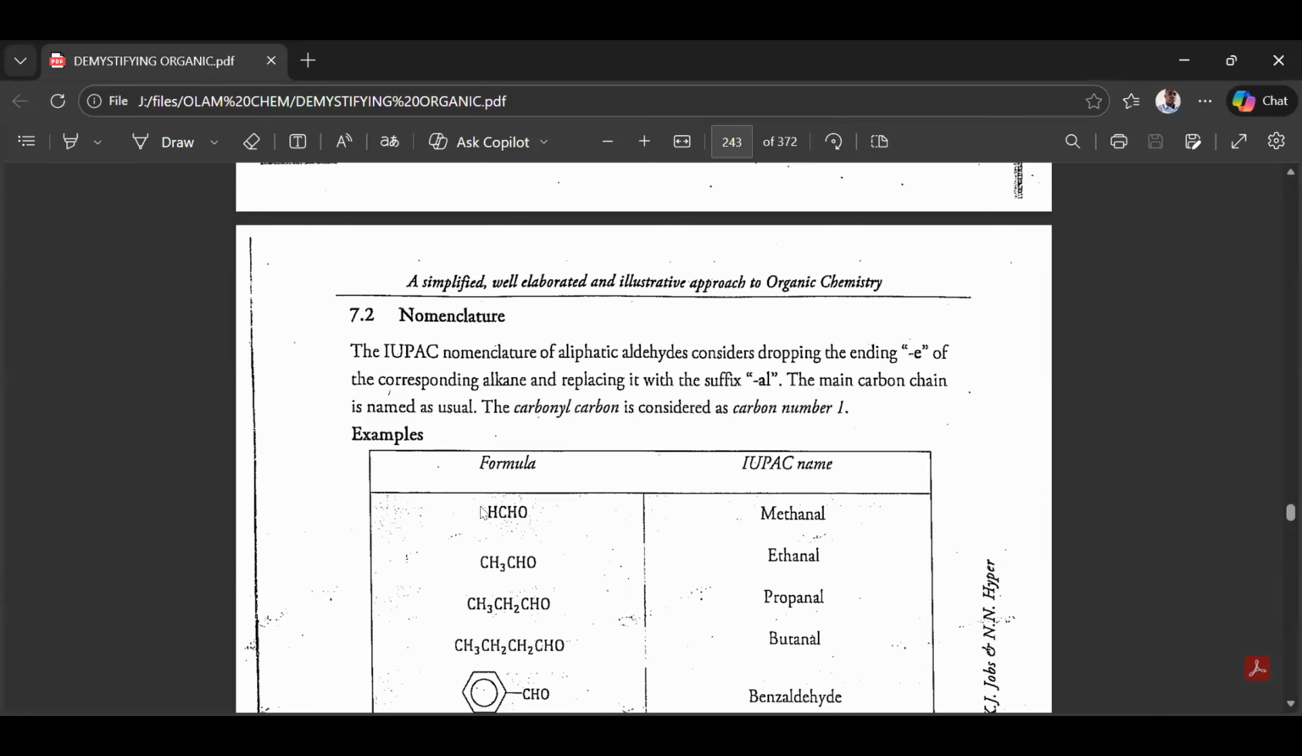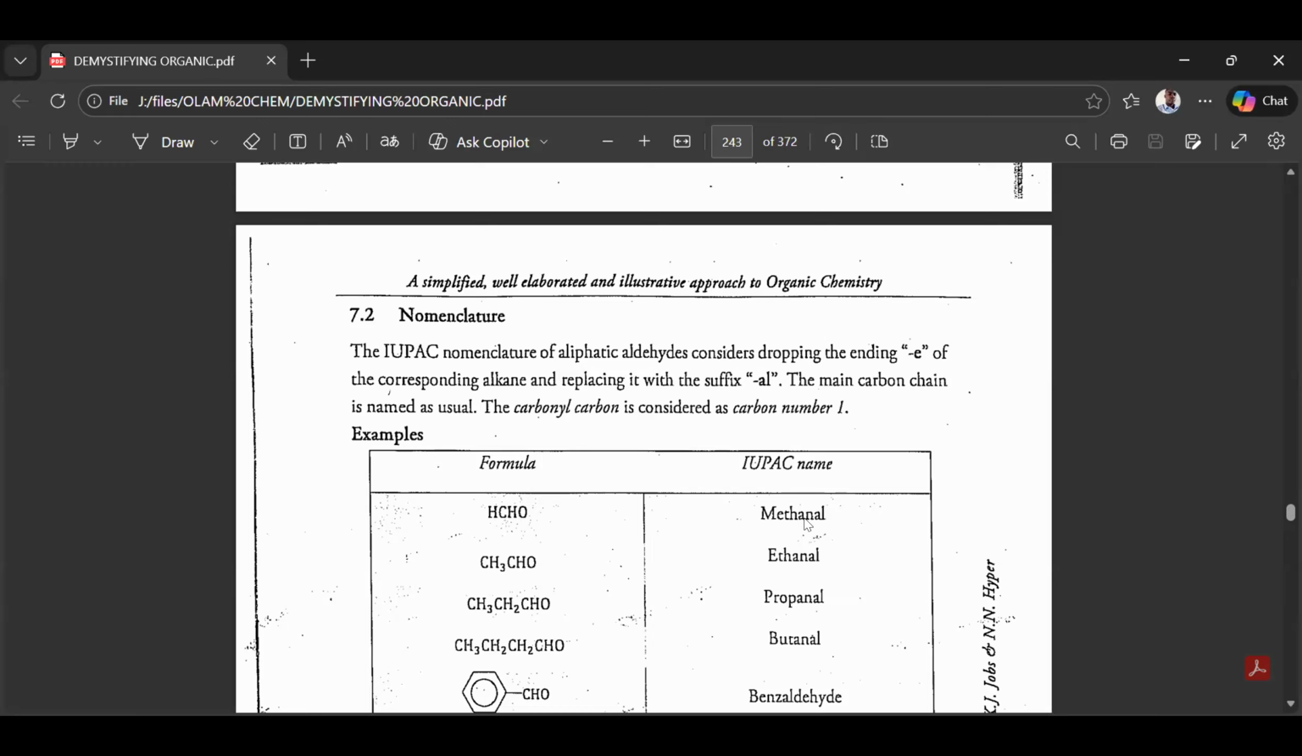For example, an alkane with one carbon atom is called methane. But because we have a carbonyl group here and it is an aldehyde, we call this one methanal instead of methane. We remove the suffix -e from the alkane, then we introduce the suffix -al. So our compound becomes methanal from methane.